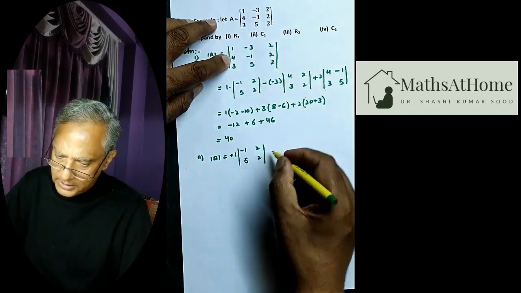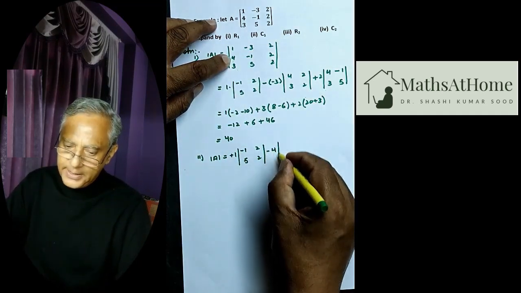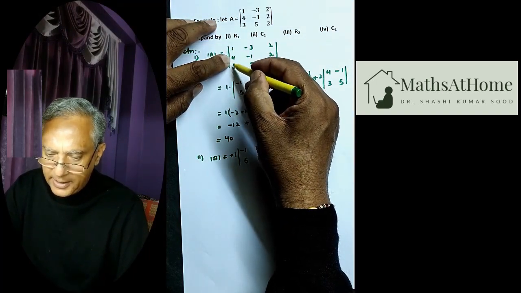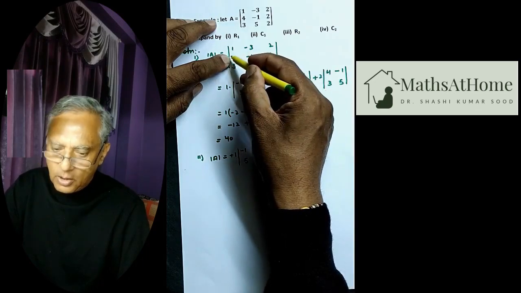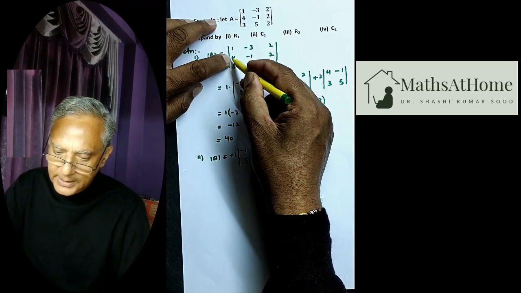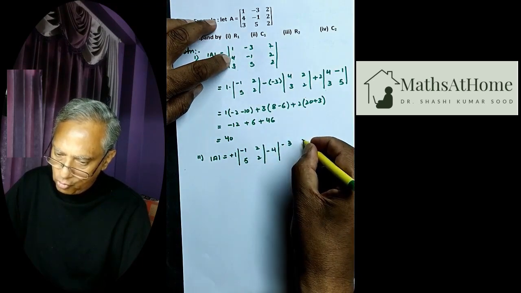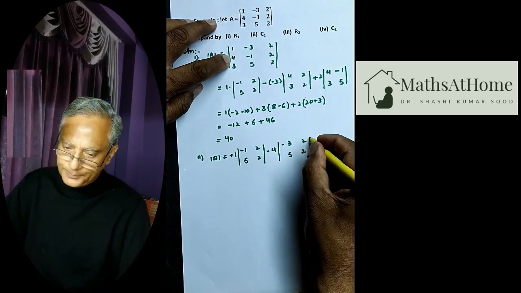This is positive, so this must be negative. Minus 4 into, this is the column in which this entry is, and this is the row. So this row and this column will be deleted. This and this is gone. Minus 3, 2, 5, 2.